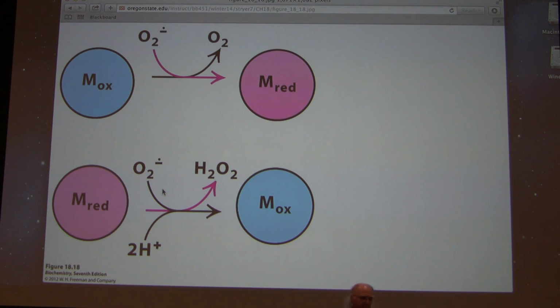Okay? Now, here's the reduced superoxide dismutase. We've got to get it back to the oxidized form, so that's what happens down here below. Superoxide dismutase in the reduced form has an extra electron. It encounters a superoxide, and it converts the superoxide into hydrogen peroxide. That leaves the superoxide dismutase back in the oxidized form, and we're ready to start the process again. So we've gone ping, pong, right?